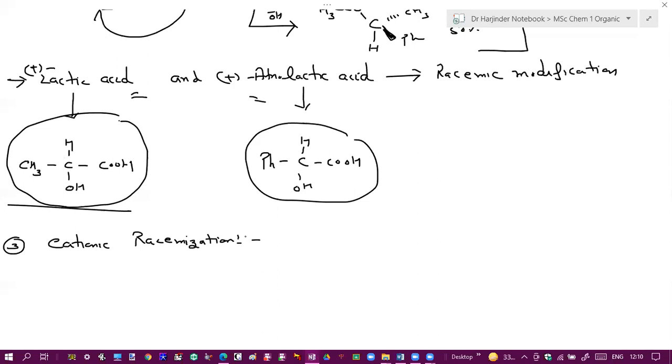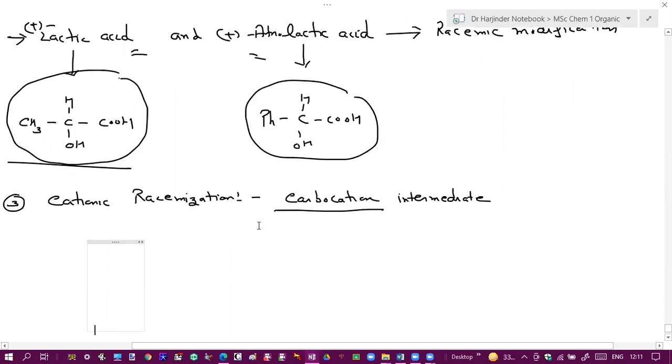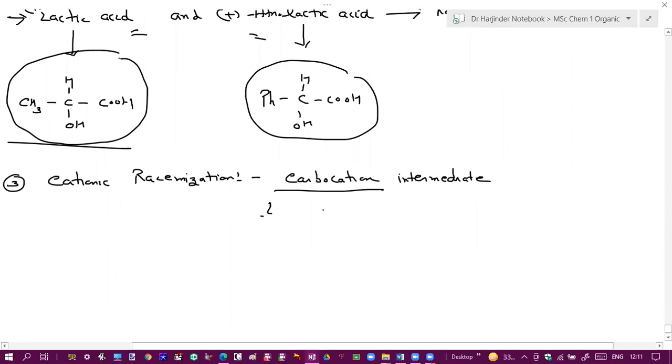Carbocation intermediate. So in this case, there is a formation of carbocation as intermediate, and since carbocations have planar geometry, sp2 hybridized planar geometry, your nucleophile can attack on both sides. So here again heterolytic bond cleavage takes place, and most of the time this reaction takes place in presence of Lewis acid.